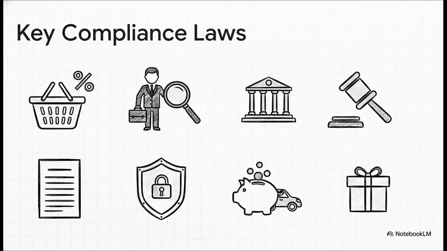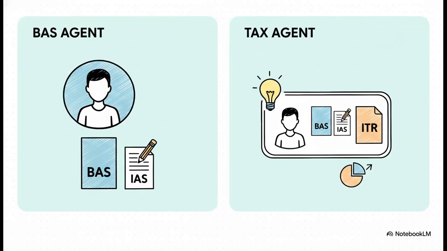This slide lists the key pieces of legislation that form the basis of tax compliance in Australia. The GST Act governs the goods and services tax. The Tax Agent Services Act, or TASA, regulates the professionals who provide tax services. And the remaining acts cover the administration of the tax system, privacy obligations, and specific taxes such as income tax and fringe benefits tax.